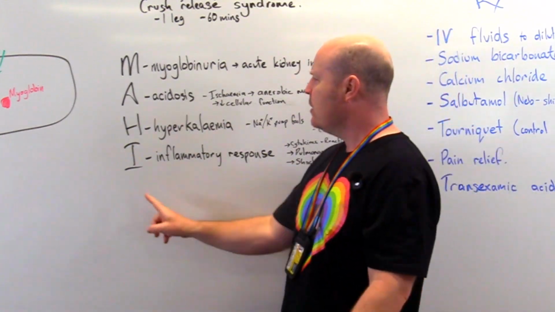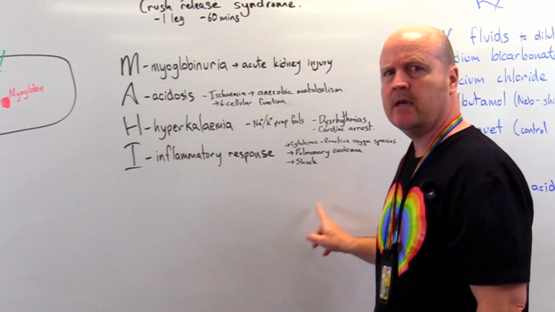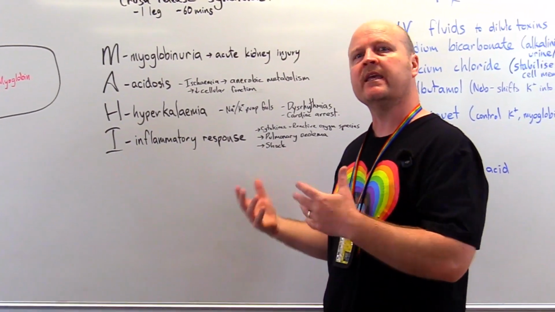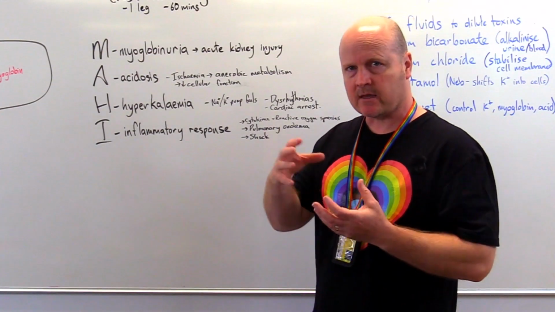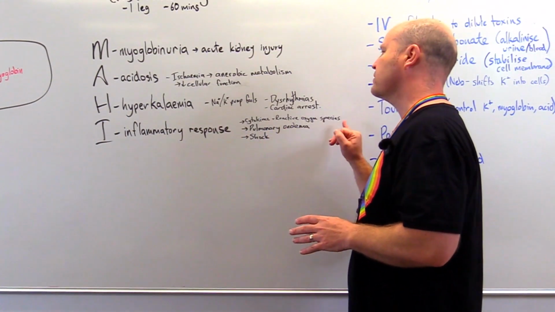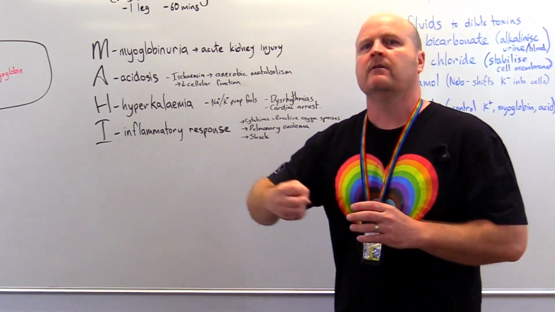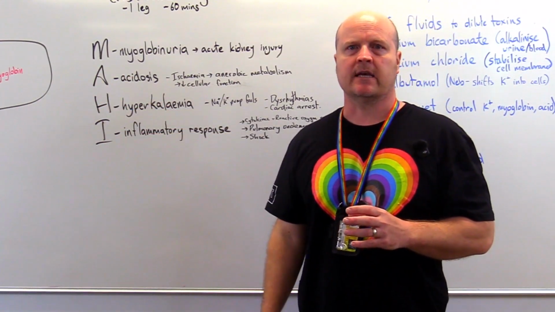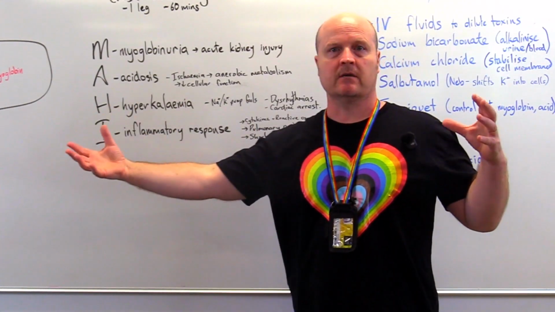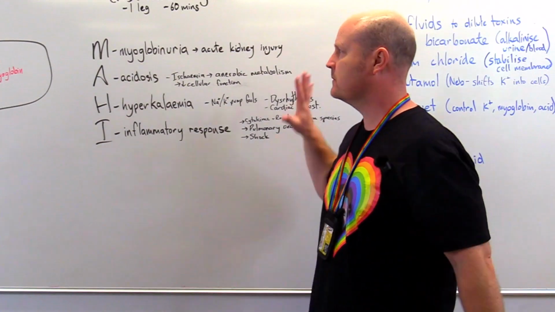And then lastly, we get an inflammatory response. If we have a large crush, if we have any crush, we damage tissue, and we get an inflammatory response. So when that's released, all those inflammatory markers like cytokines and reactive oxygen species get flushed out into our circulation, which can lead to pulmonary edema, and if it's systemic, it can lead to shock. All right.